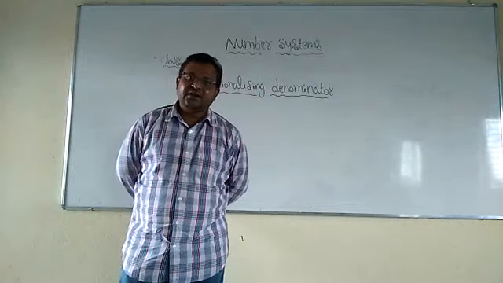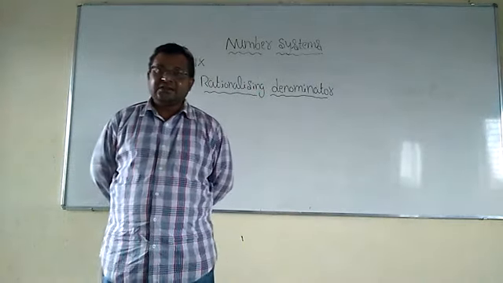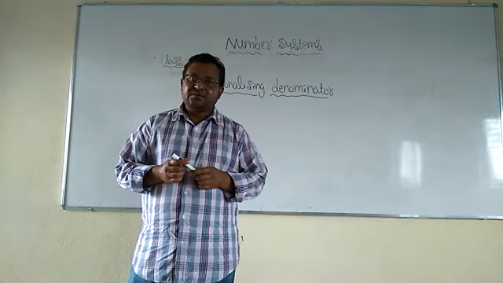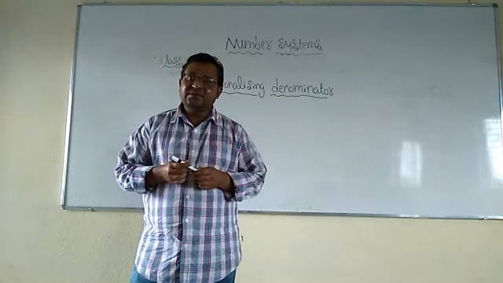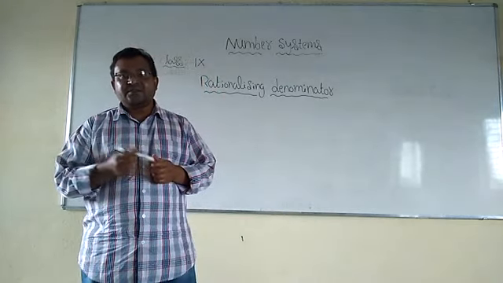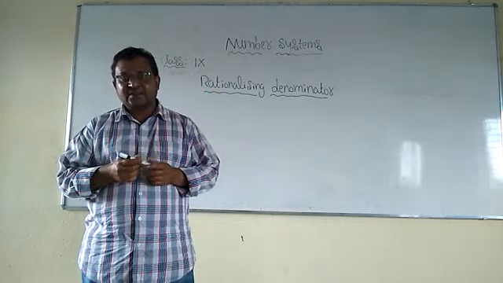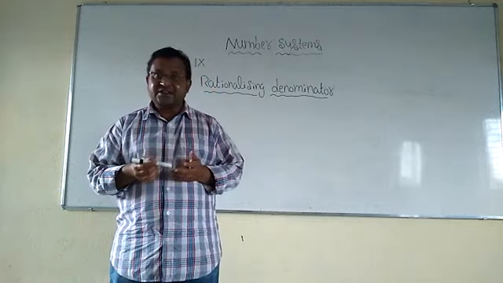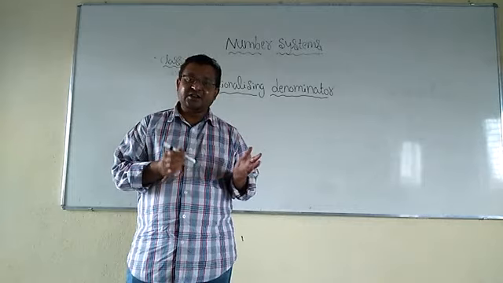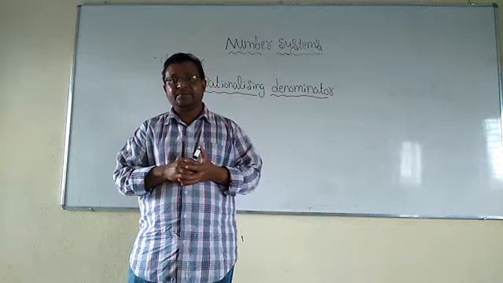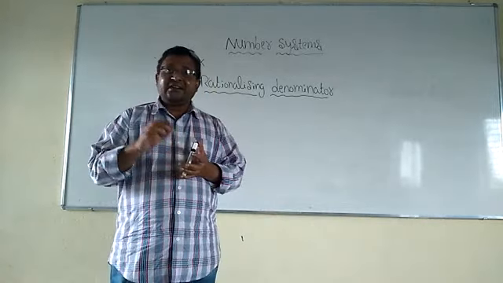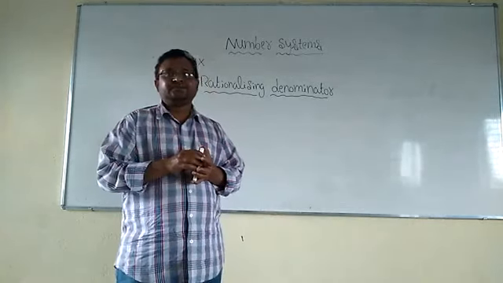In the previous class, we learned how to represent a real number on the number line by using successive magnification. Then after that, we learned the results of addition, subtraction, multiplication, division of a rational number and irrational number. Now in today's class, we are going to learn about rationalizing the denominator.